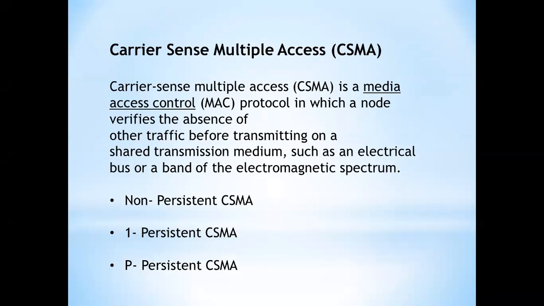First is non-persistent CSMA. In this scheme, if a station wants to transmit a frame and it finds that the channel is busy, some other station is transmitting over that channel, then it will wait for a fixed time interval. After this time, it again checks the status of the channel, and if the channel is free, then it will transmit. Next is one persistence CSMA.